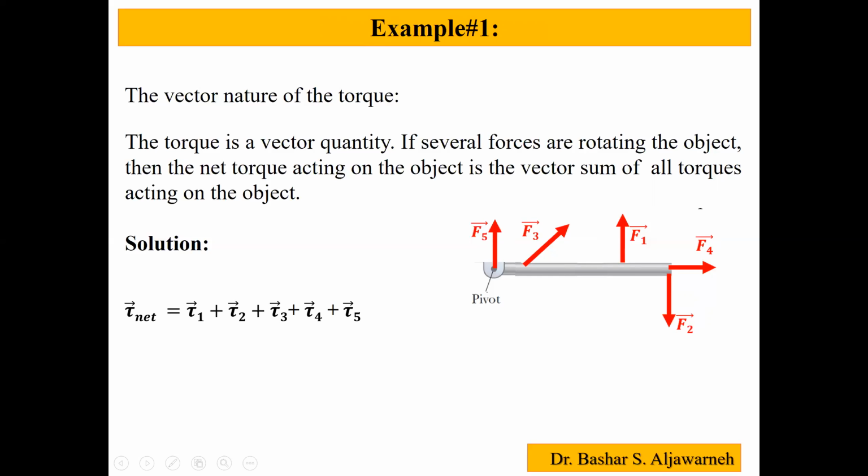And pay attention, torque from F4 and torque from F5 cancel out. Why? Because F4 is parallel to the lever arm, which means the angle theta is 0 and sine 0 equals 0. And torque from F5 is 0 too because the lever arm is 0.